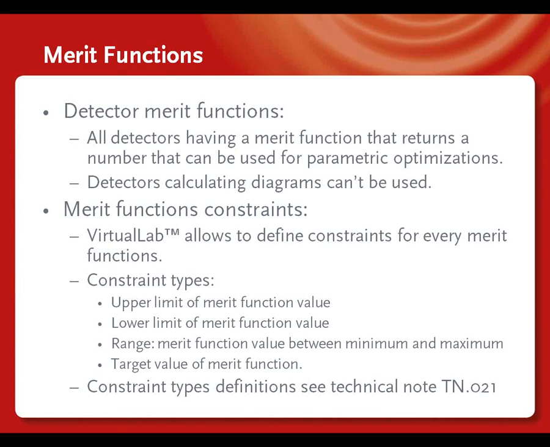Just to give you an example, let's assume you have a merit function that is the efficiency, the diffraction efficiency of a laser system containing, for example, a diffractive optical element. And your goal is to maximize this diffraction efficiency. In this case, you would use a target value constraint, and you would set the target value, for example, to 100%. And this would mean VirtualLab tries to maximize this efficiency.